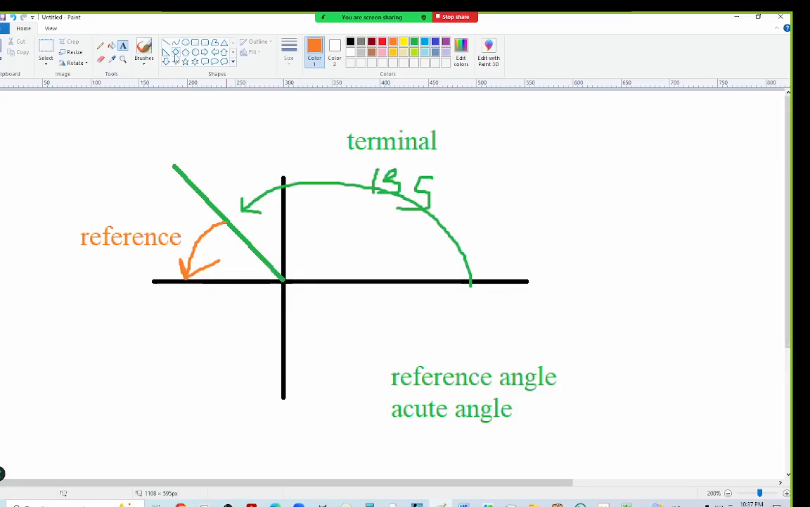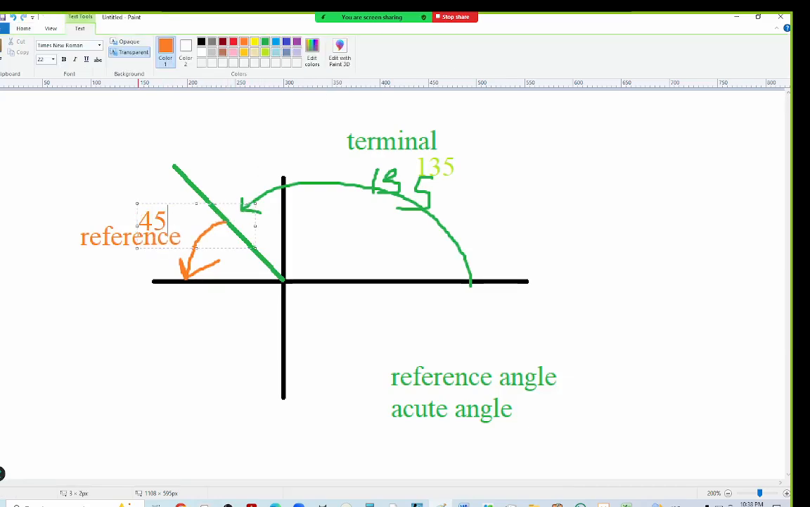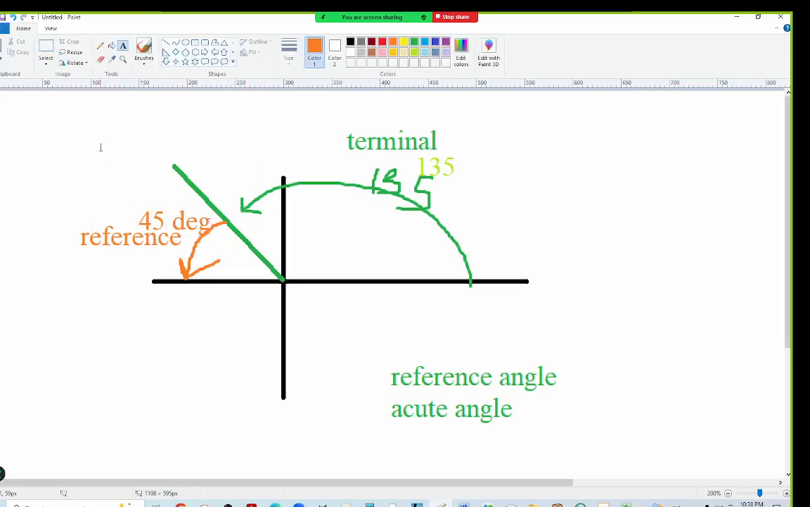Because the terminal is 135. The terminal here was 135 in this example. And we know if we went the full distance all the way to here, it'd be 180, right? So we know that this little angle here is the difference between 180 and 135. So we know in this case, the reference angle is 45. So the terminal angle is 135 and the reference angle is 45.